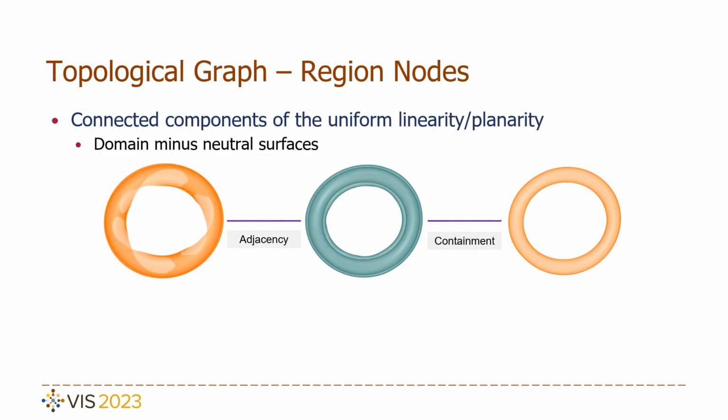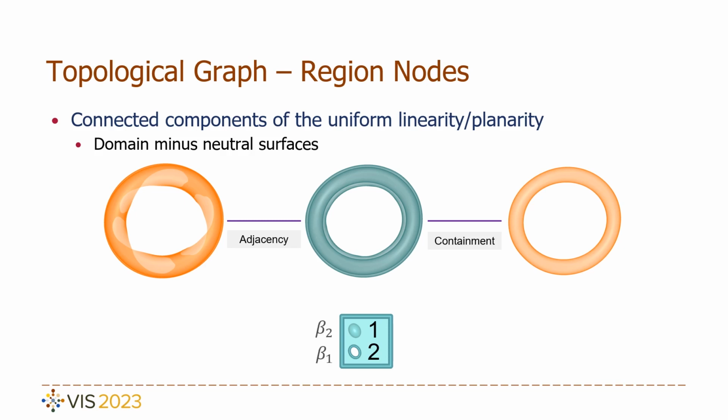We can consider connected regions formed by removing the neutral surfaces. Each such region is a union of either all positive mode surfaces or all negative mode surfaces. Thus, the region is dominated uniformly by either extension or compression. In our graph, such a region is represented as a node, colored green if linear, or orange if planar.